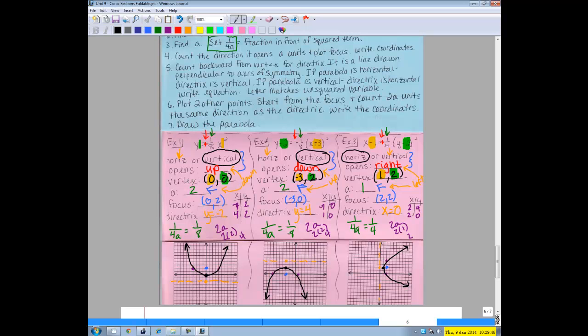We are now done with this foldable. I highly suggest you re-watch this whenever you're going to do your work. It will help you a whole lot more.